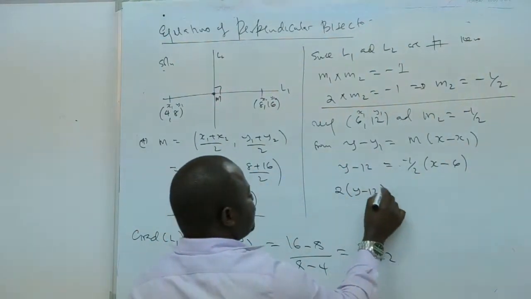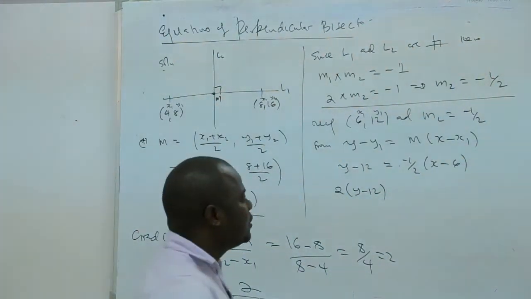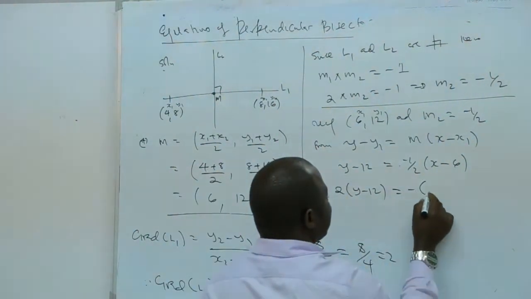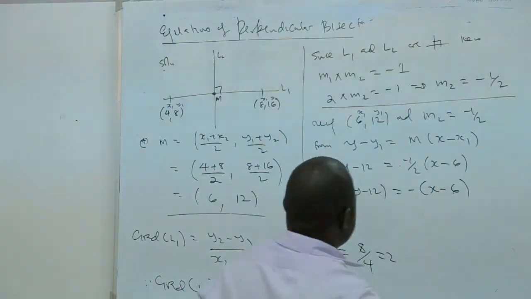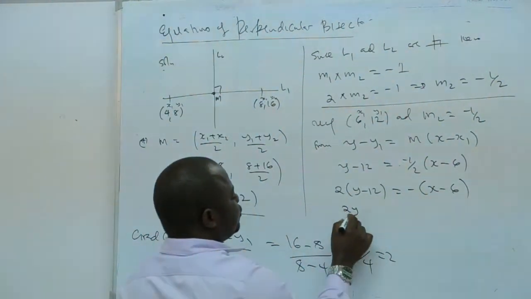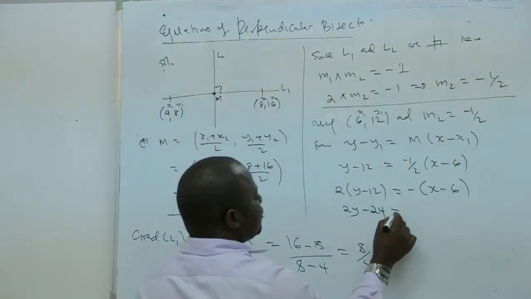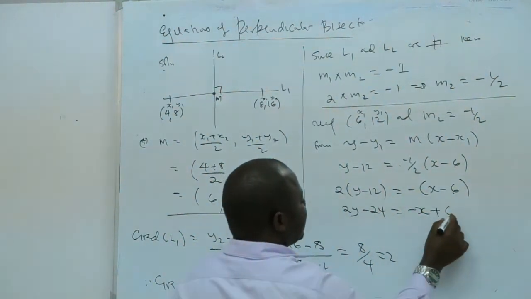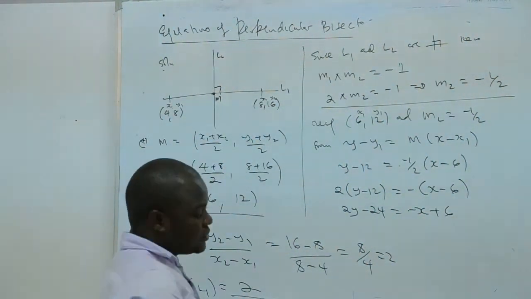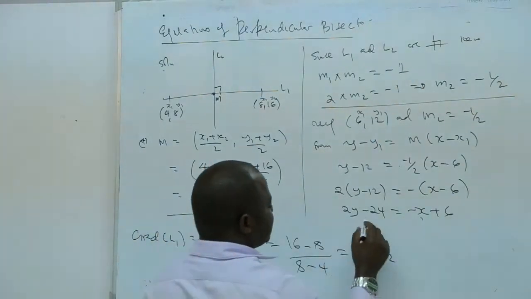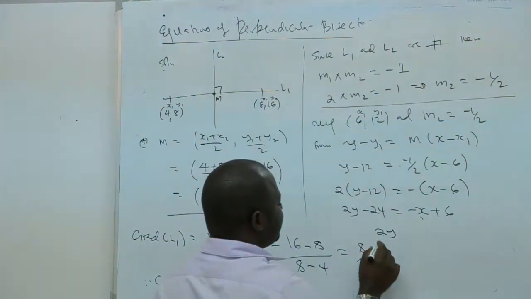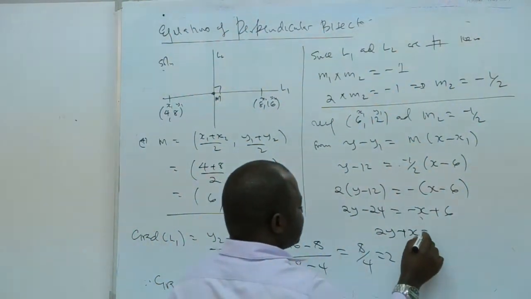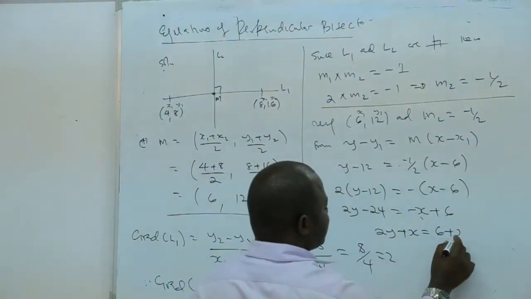So y minus 12, yes, equals... I see people are always computing, good. They are multiplying here by 2, that is 2y minus 24, and we see this negative x plus 6. So I see the class is collecting the like terms. Bring x this side, 24 the other side. So we have 2y plus x equals 6 plus 24.